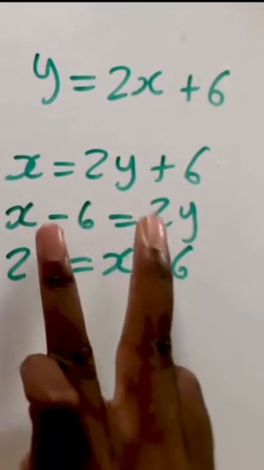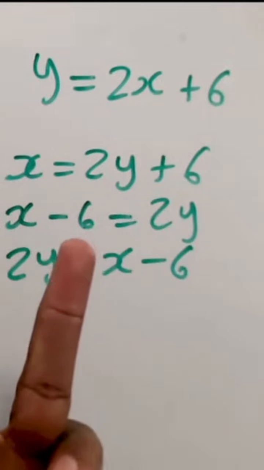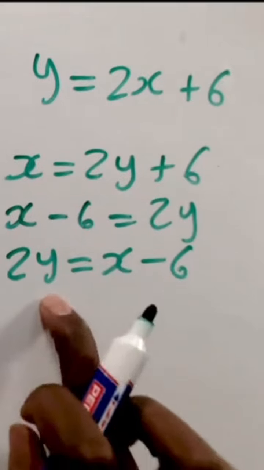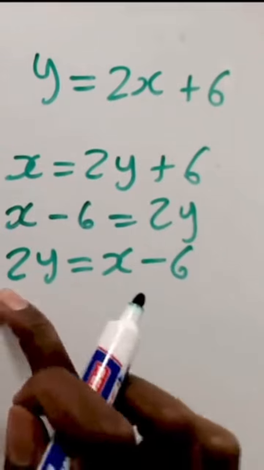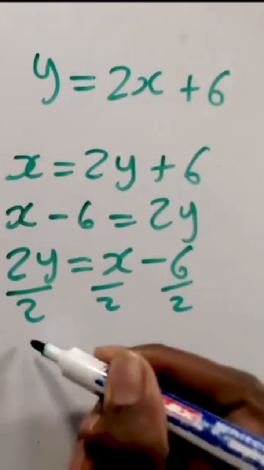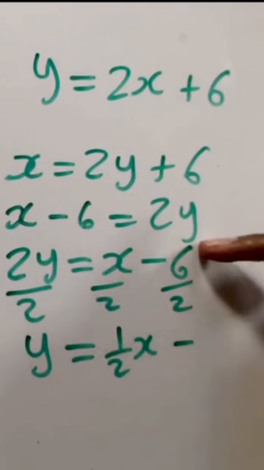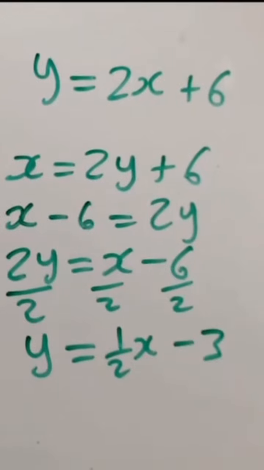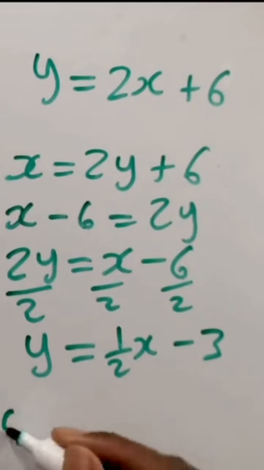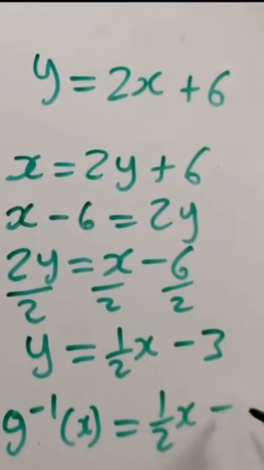Here I didn't do much. If 6 minus x is equals to 2y, this is the same as 2y is equals to 6 minus x. But then I need y to be subject of the formula, not 2y, meaning I'm going to divide by 2 throughout. If I divide by 2 throughout, I'll get that y is equals to 1 over 2x minus 6 divided by 2 is going to be minus 3, meaning the inverse of g is going to be represented in this form, 1 over 2x minus 3. Without even hesitating, we have got our correct answer.